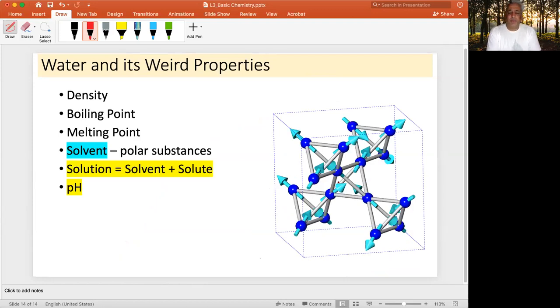And it says water has some weird properties. Yes, water is an unusual substance. When you freeze water, instead of the molecules getting closer together, like in all other substances, they actually get further apart. So ice has a lower density than liquid water. Therefore, ice will float on the surface of liquid water.